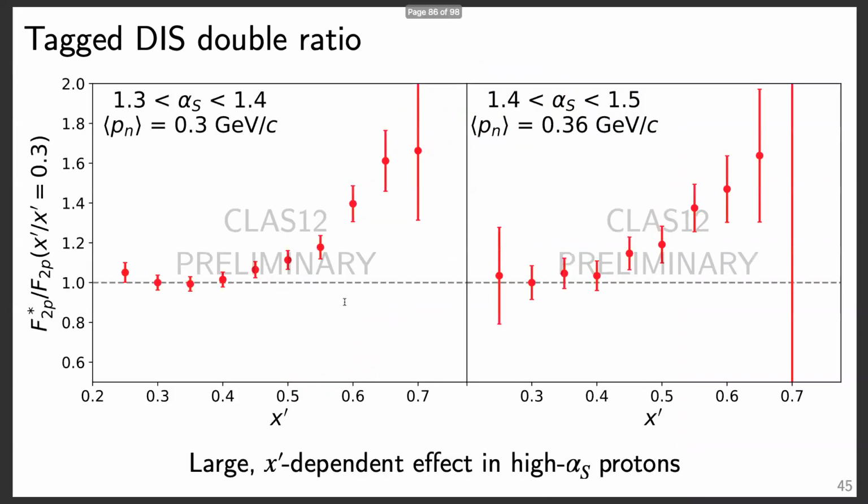So this is the preliminary result for the tag double ratio. The left plot is the lower alpha S, between 1.3 and 1.4. The right is alpha S of 1.4 to 1.5. What you see is that the normalization of these points is, like I said, kind of artificially fixed to be 1 at X of 0.3, because that's the kinematic point that we chose. And what you see though is that there's a large X prime dependent effect in these high alpha S protons. And so this is suggesting that there's some strong effect going on in these high momentum protons.